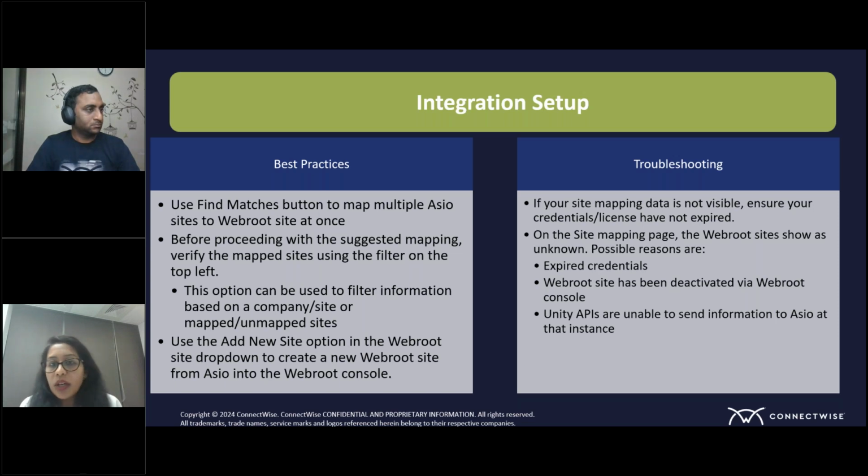Now we'll move to the best practices that we recommend while setting up the integration. On the site mapping screen, you have an option to use find matches. Find matches is an algorithm-based function for the site mapping in order for you to come up with the best site mapping on its own. What find matches will do is come up with the best possible site matching with your Easio site. So if you have Easio site A and WebRoot site A, find matches will help you find such similar matches between the sites and will suggest these mappings to you.